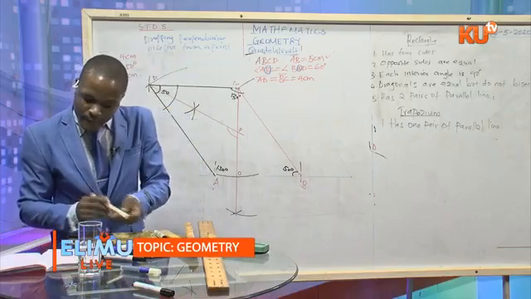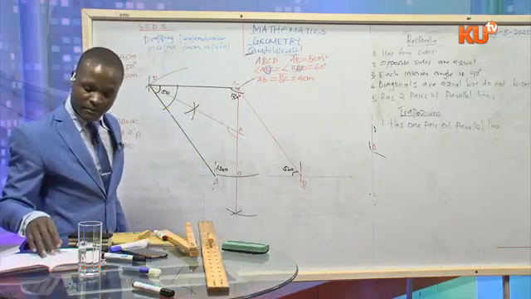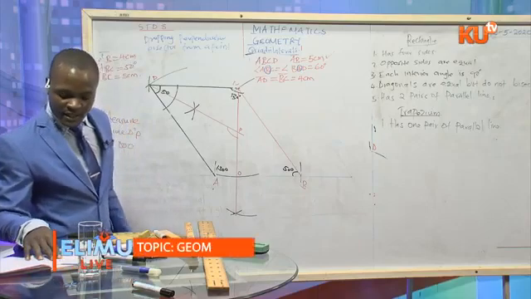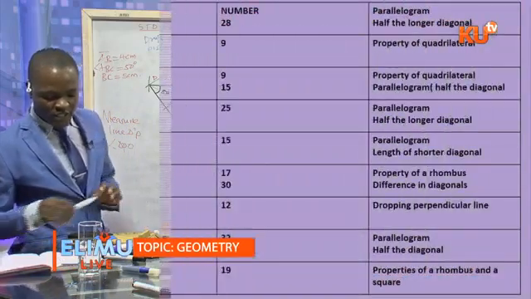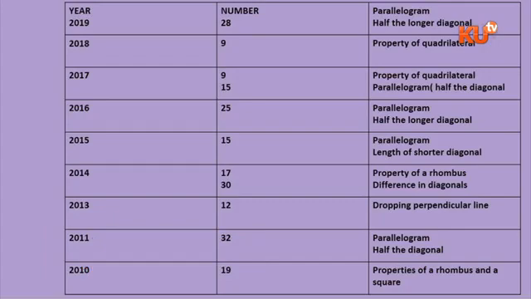So this is, maybe you can show them on the slide. In 2019, that is last year, the question was number 28. There you are told to construct a parallelogram, and after constructing it, you are asked to find half the longer diagonal. I hope that is a question that you can handle at home.